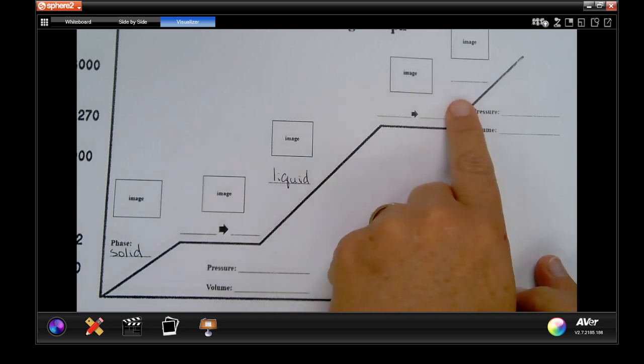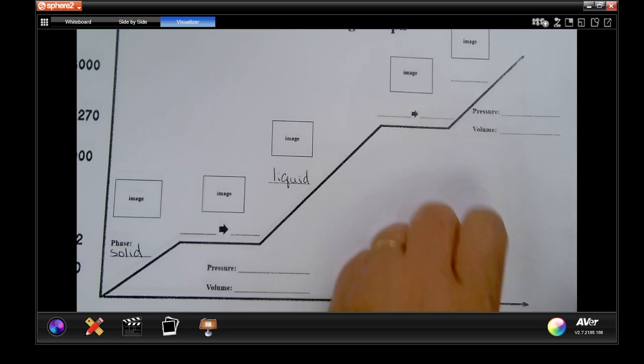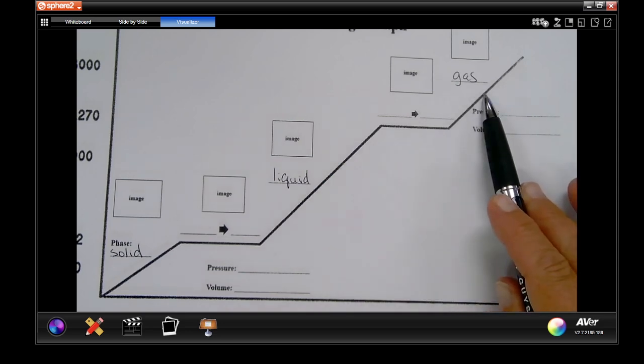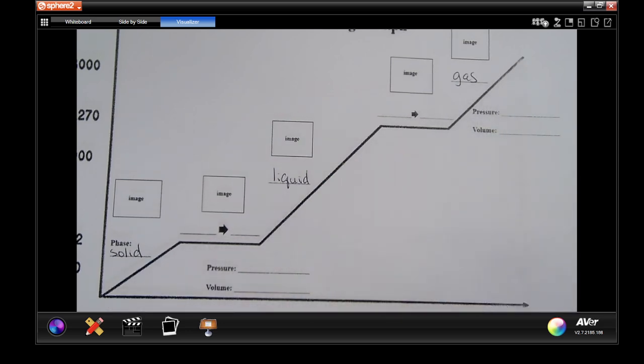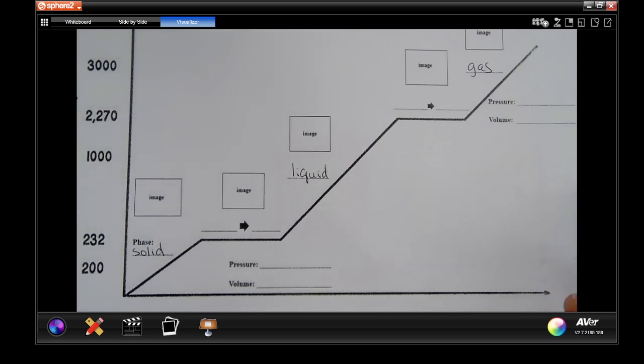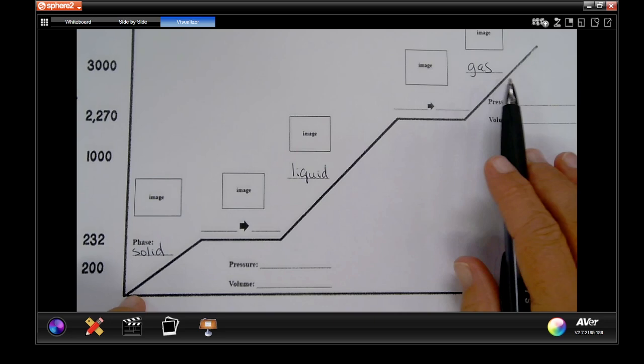And what's the hottest phase, you think? Gas. Now, I want you to look at these 3 phases. I've labeled this part of the graph a solid, this one a liquid, and this one a gas. What is happening to the temperature when they're at those phases? It's increasing. How do you know it's increasing? What do you see there that tells you it's increasing? What's happening to the graph? It's going up, okay? So these 2 are where our temperature is increasing.